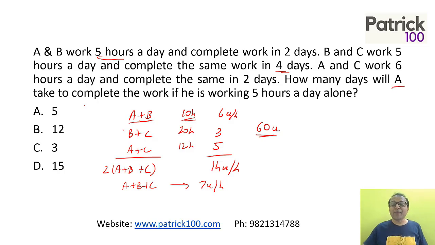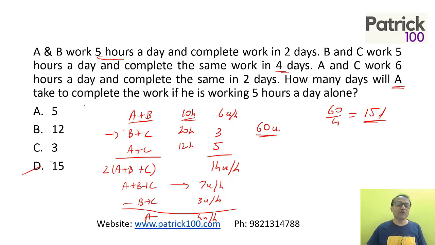Now we want A. So we need to subtract B and C from there. So if you look at B and C, takes 3 units per hour, subtract it. So A alone will do 4 units per hour. So total 60 units of work. So A will take 60 upon 4, 15 days to complete the work.